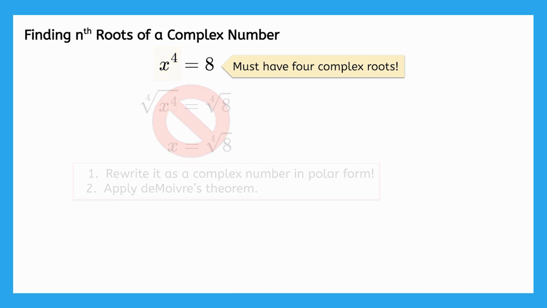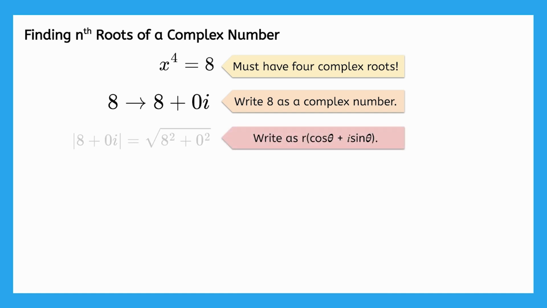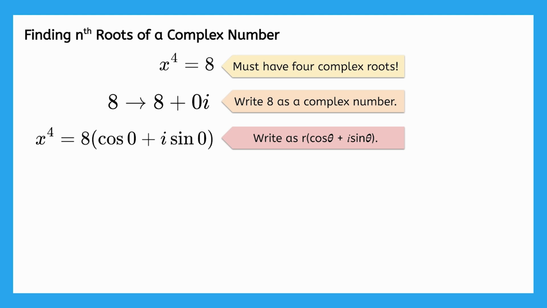Since 8 is a pure real number, I can express it as 8 plus 0i. Then I'll rewrite 8 plus 0i in polar form. The modulus of 8 plus 0i is the square root of 8 squared plus 0 squared. So r equals 8. And since this point, (8, 0), is on the x-axis in the complex plane, we can see that theta equals 0. So my equation is now written as x to the fourth equals 8 times cosine 0 plus i sine 0.